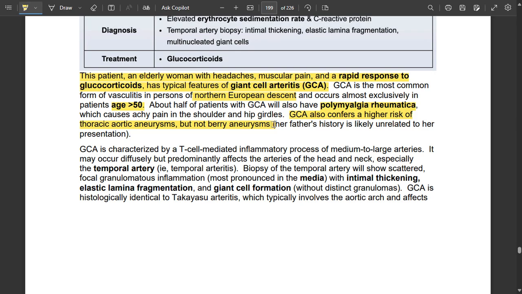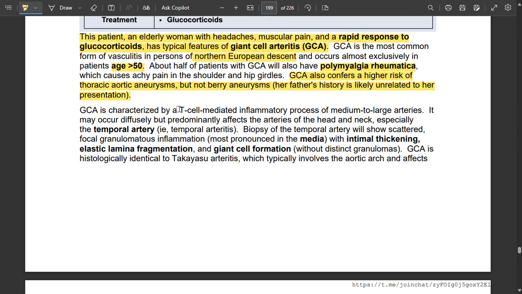So our patient's father's history is likely unrelated to her presentation. Father's history of berry aneurysm is not related to her. Thoracic aortic aneurysms can be present in these patients. GCA is characterized by a T-cell mediated inflammatory process of large arteries.